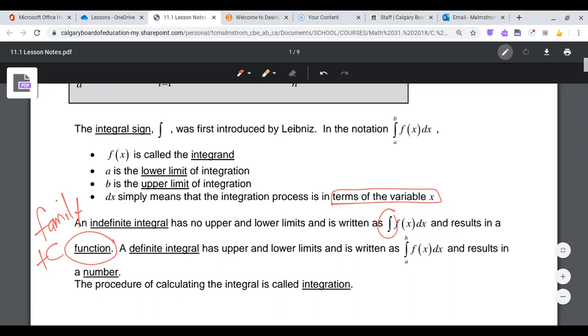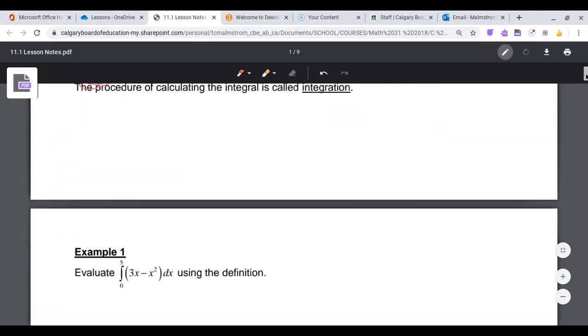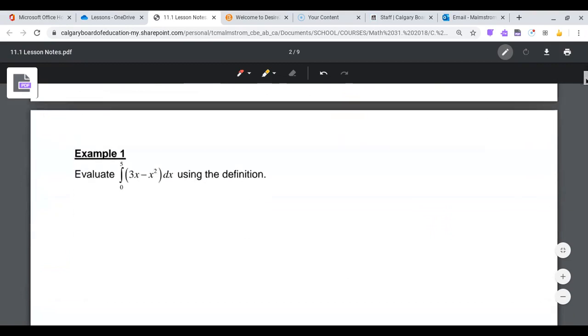We're working with definite integrals, so they're going to have those upper and lower limits, and therefore we're going to result in a number. Okay, that's what we're looking for today. And this whole procedure of calculating the integral is called integration. So that's basically what chapter 11 is about. More integration.